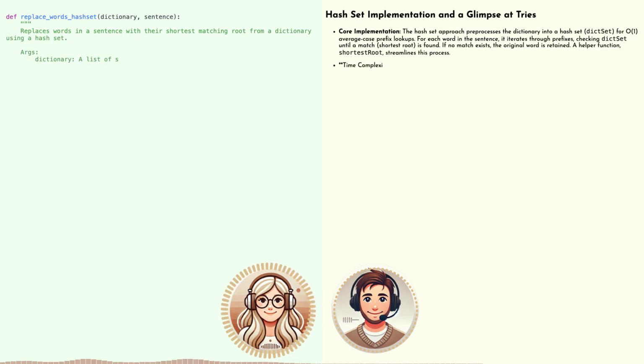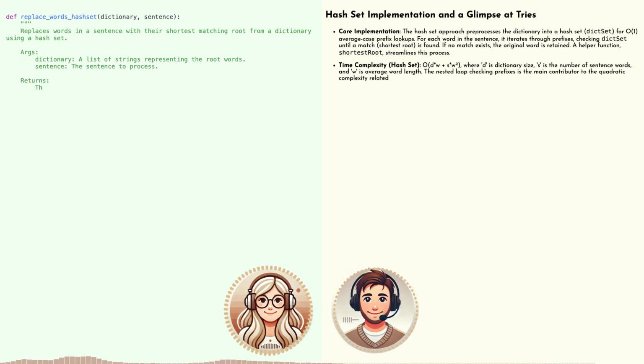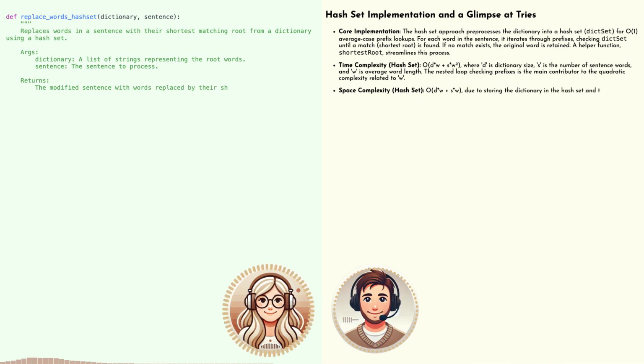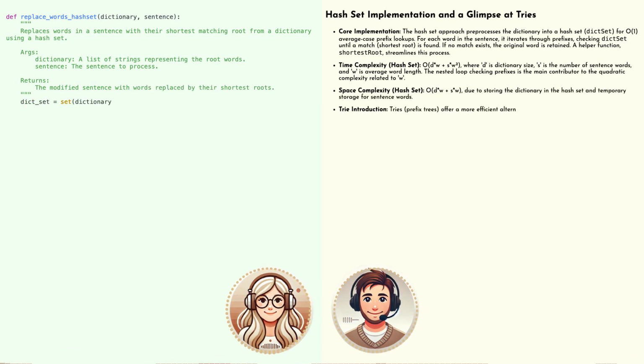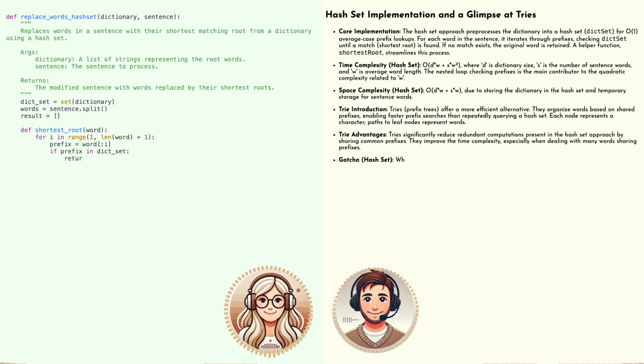This makes sure you only have one copy of each root word. So far, so good. What's next? Next, you break down your sentence into individual words. Okay, I'm with you. Then, for each word, you go through all possible prefixes, starting with just the first letter. And then the first two letters, then the first three, and so on. You got it. And for each prefix, you just check if it exists in your hash set.